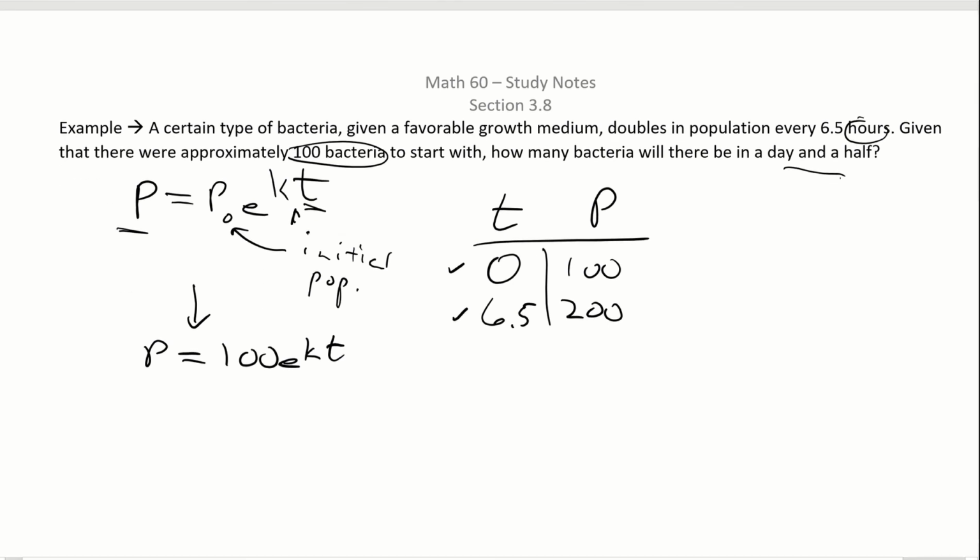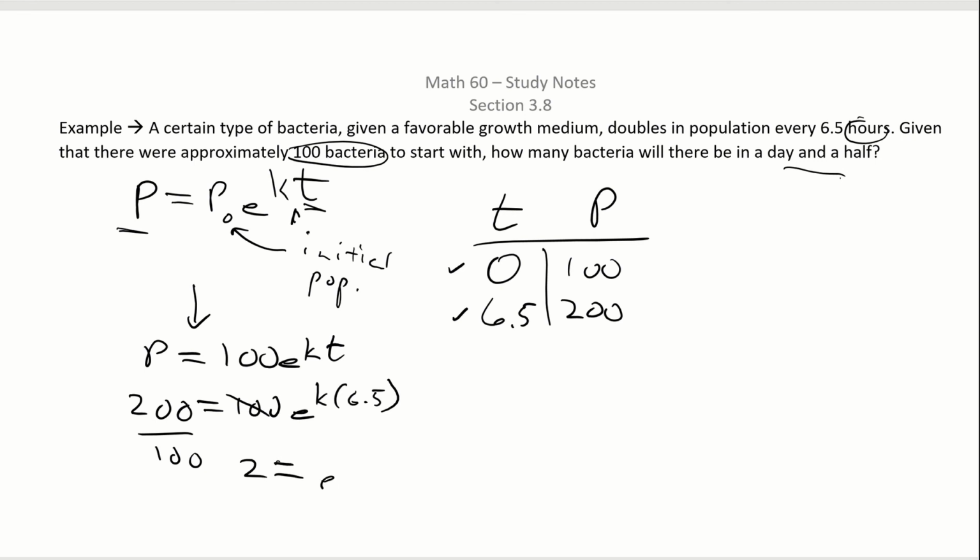Apparently, if you plug in 6.5 for T, you get 200. So I'm going to plunk a 200 here. And maybe you remember doing some of these yourself, but here I've got 6.5. And now to find K, it's a matter of just solving for K. It's an exponential equation. Well, divide the 100 over. Okay, so we've got 2 is equal to e to the 6.5 times K.